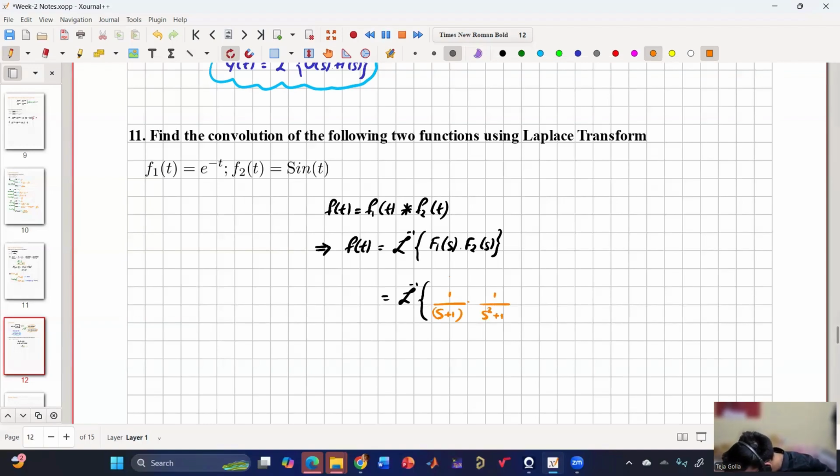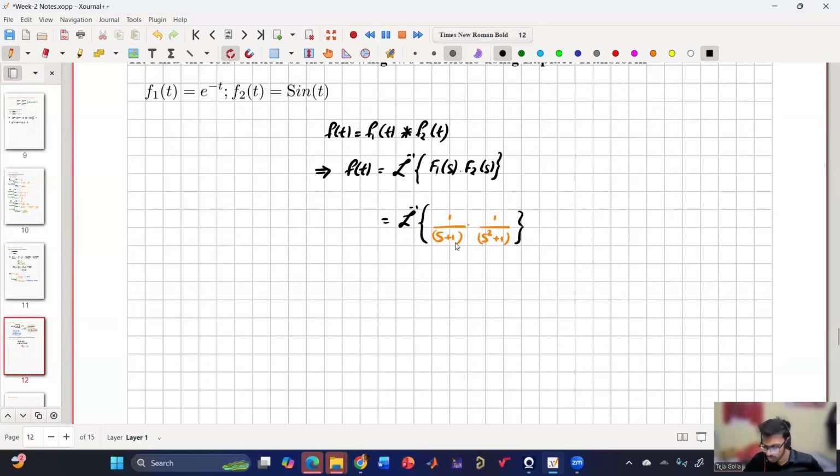So now I have two such terms, right? So I have to again apply partial fractions. We need to apply partial fractions because I need to separate these two terms.